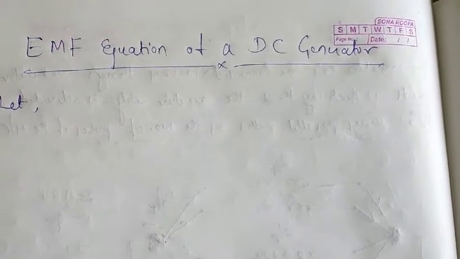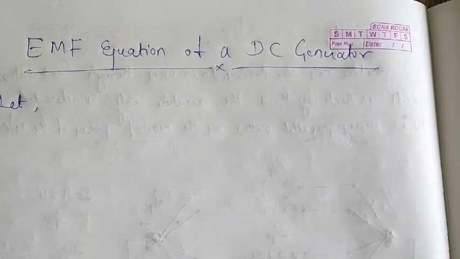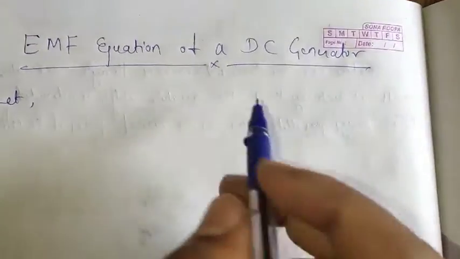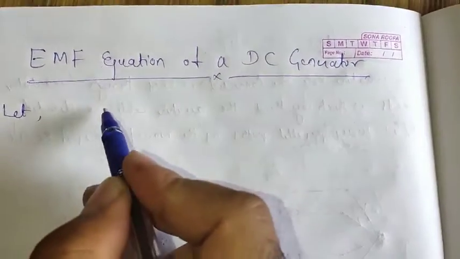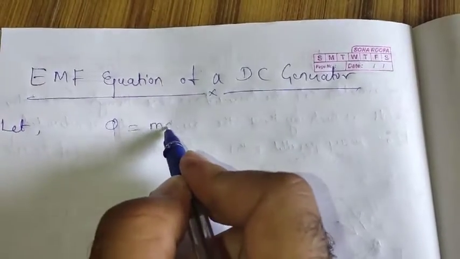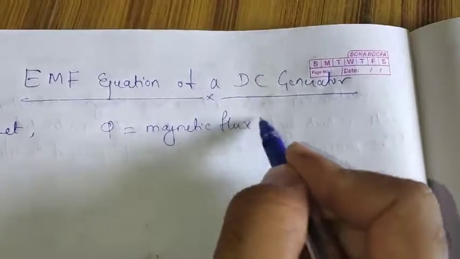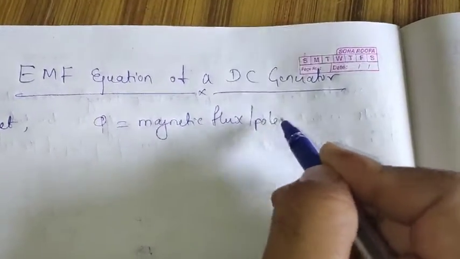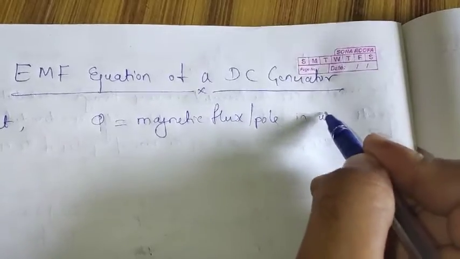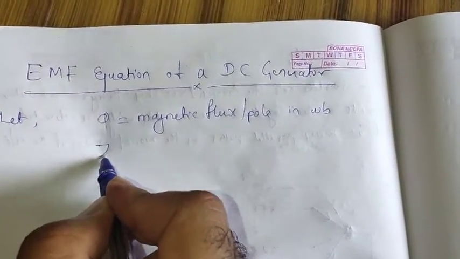Hello everyone. So now I will discuss the EMF equation of a DC generator. Let us consider the parameters. First I will take phi. Phi is the magnetic flux per pole, in Weber.